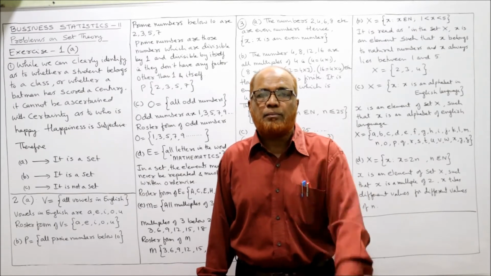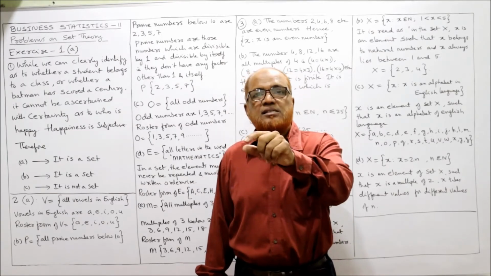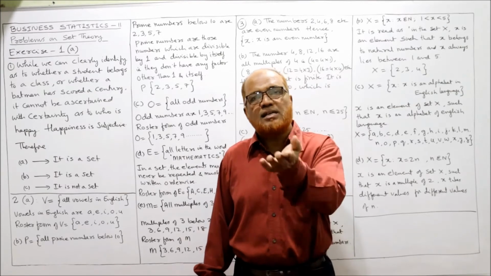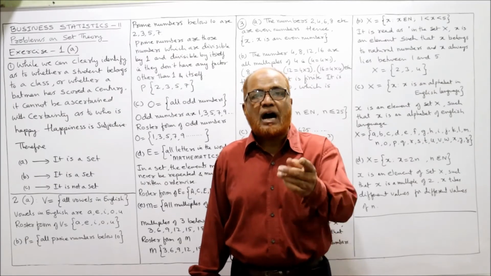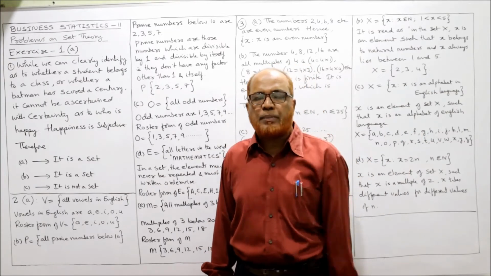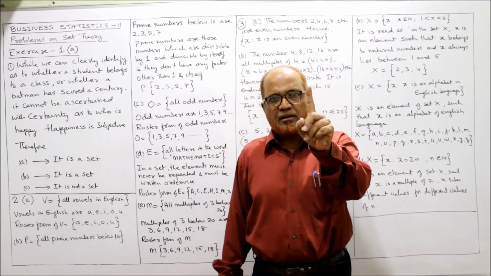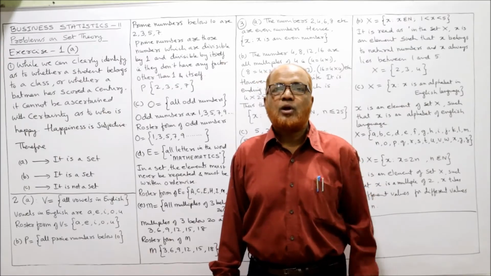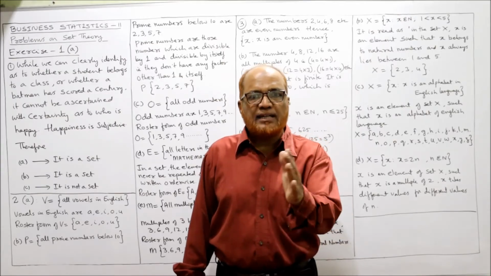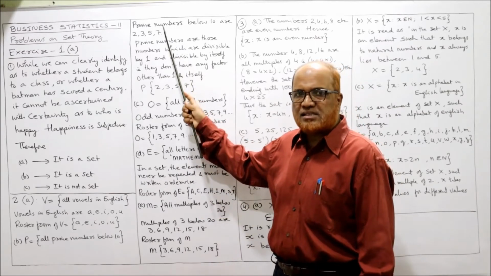6. 6 is not a prime number. Why? Because 6 is divisible by 1, by 6, and also by 2 and by 3. That means apart from 1 and itself, it is divisible by other numbers also. So 6 is not a prime number. 7. 7 is a prime number because 7 is divisible by 1 and 7 is divisible by 7. No other number divides 7, no other table has 7 in it. So 7 is a prime number.